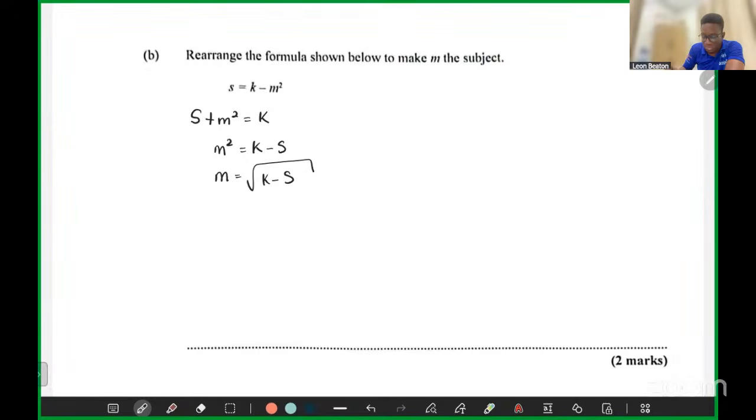Hence, this is the answer for 2 marks. Easiest 2 marks you could ever get in CSEC. These are the easiest 2 marks you'll ever get.